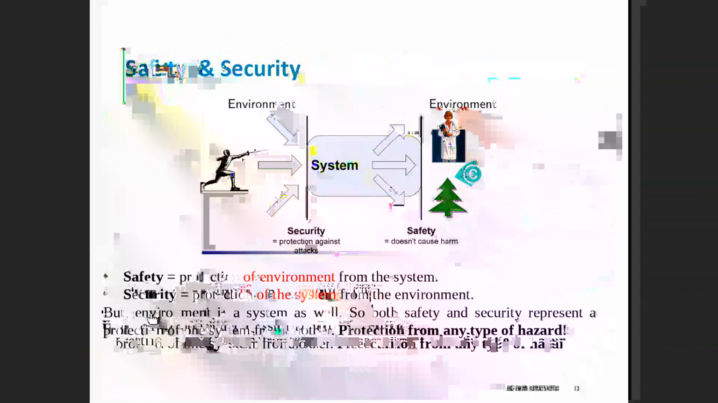But, and here is but it's very important, environment, it can be also system. Your environment, it can be a system. For example, the school, it's an environment. The university campus is an environment. The highways is environment, and also you inside the car, it's environment surrounding you. So both safety and security present a protection of one system from another.